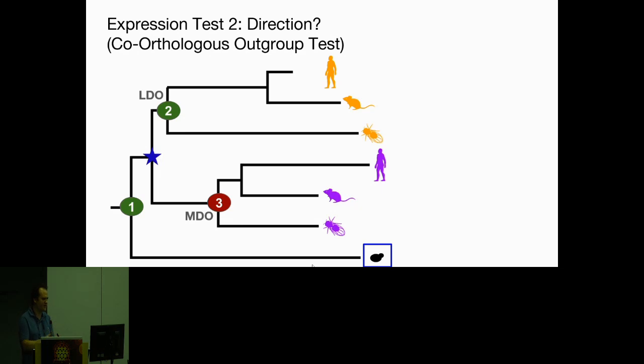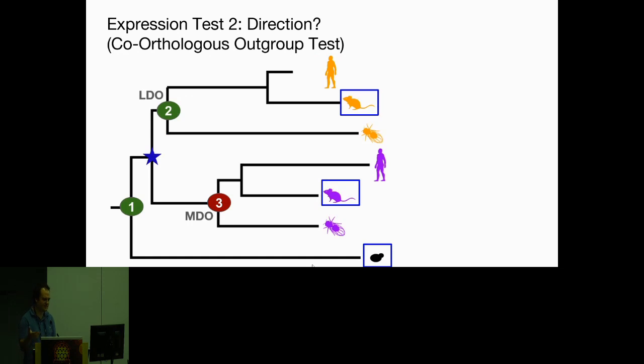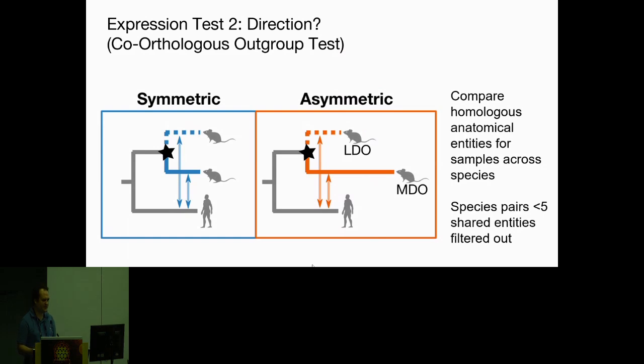is using a co-orthologous outgroup gene. So for example, if we wanted to test the humans, we could use the yeast outgroup, mouse, the same yeast outgroup. And then we concatenate all of these together. We chose the closest outgroup species that we have the data for in order to perform this. So then we also did this. So we always classify one as LDO, one as MDO, and then using the closest outgroup. For this, we had to then have similar anatomical entities between the two species, and we filtered out the species where we didn't have enough data, essentially.